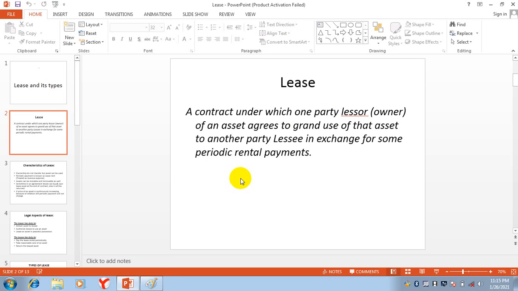A contract under which one party, the lessor, who is the owner of an asset, agrees to grant use of that asset to another party, the lessee, in exchange for some periodical rental payments.